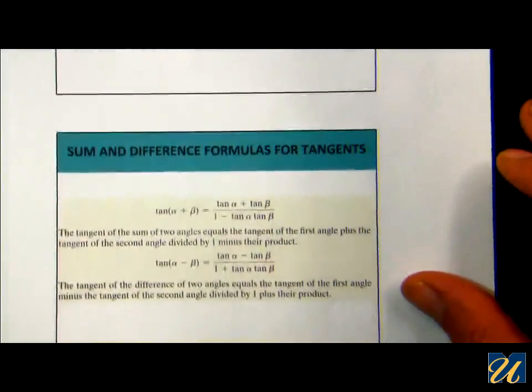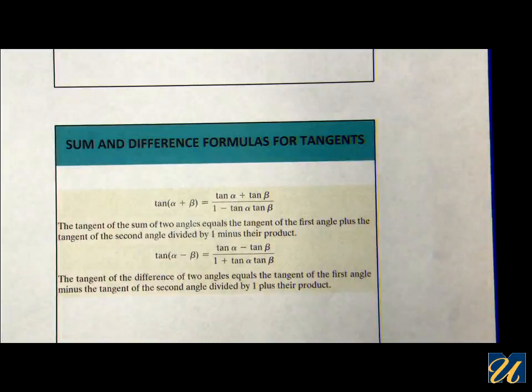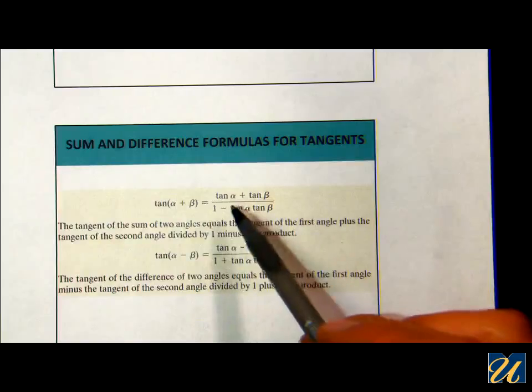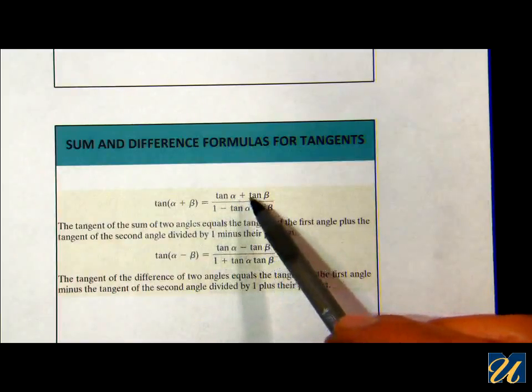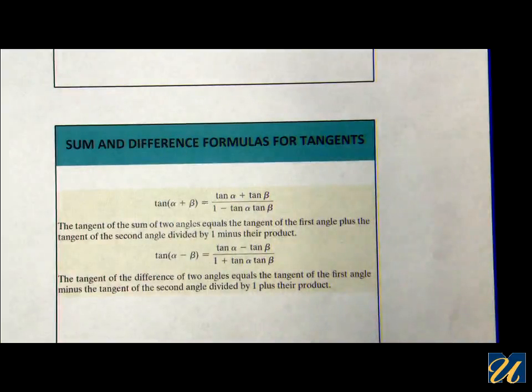Okay. In addition to sum and difference formulas for sine and cosine, we also have sum and difference formulas for the tangent. So the tangent of the sum is equal to the tangent of the first angle plus the tangent of the second angle, divided by 1 minus the tangent of the first angle multiplied by the tangent of the second angle. In a similar way, we also have the tangent of the difference of two angles. So you have to notice the signs here, the plus and minus, are not quite the same. You have to pay very particular attention to that.